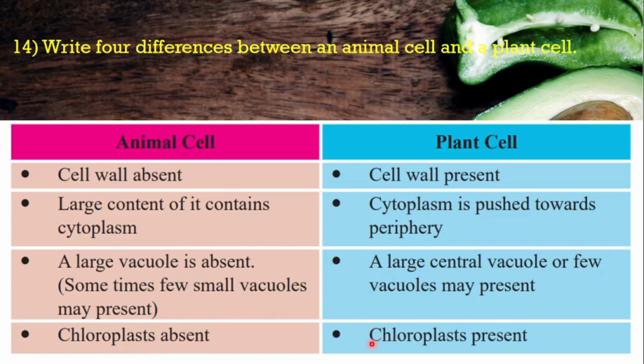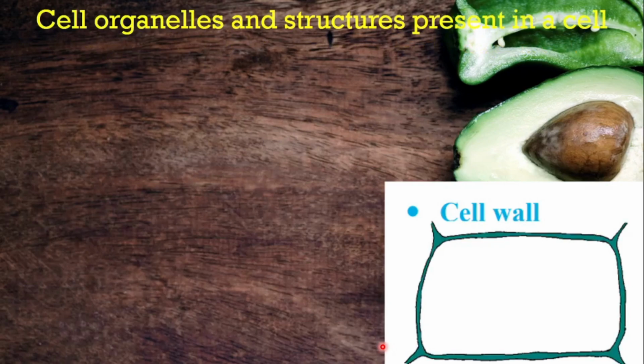Let's look at this one. In the plant cell, the opposite: chloroplasts are present. Remember, these are the four differences between animal cell and plant cell. Let's look at the next one. Cell organelles and structures present in a cell. The first one, the cell wall. It is one of the structures of the cell.